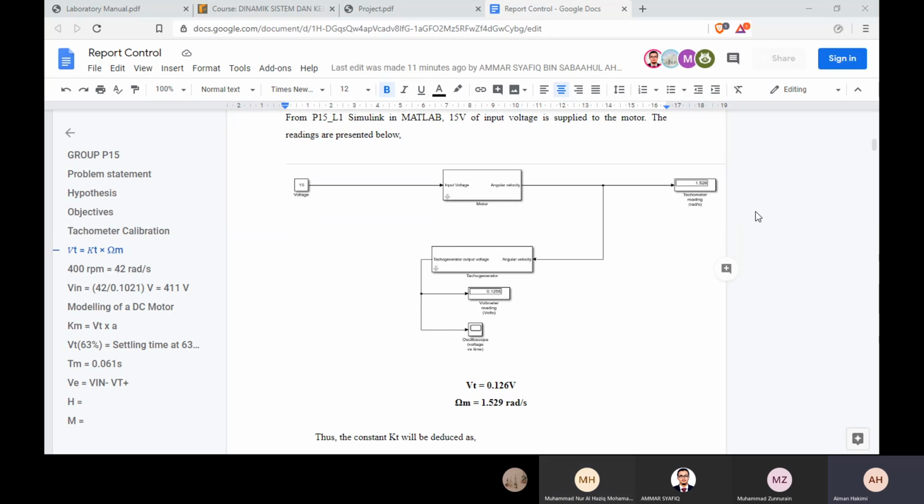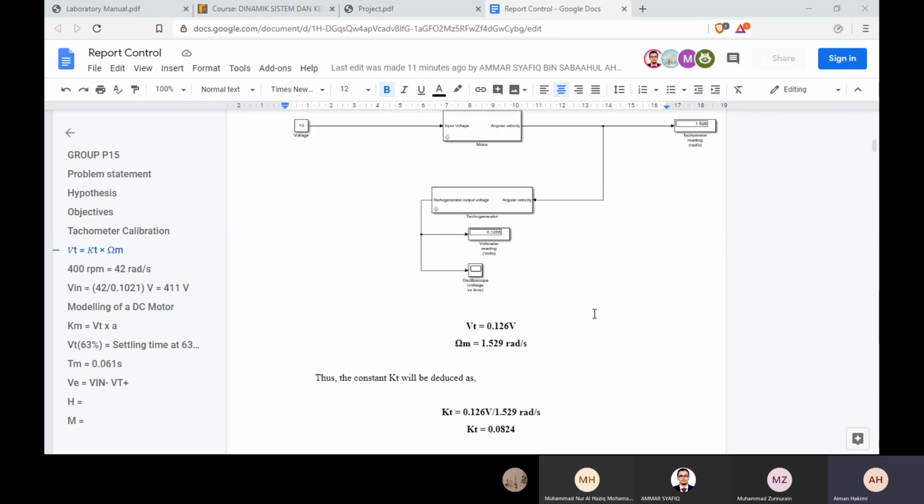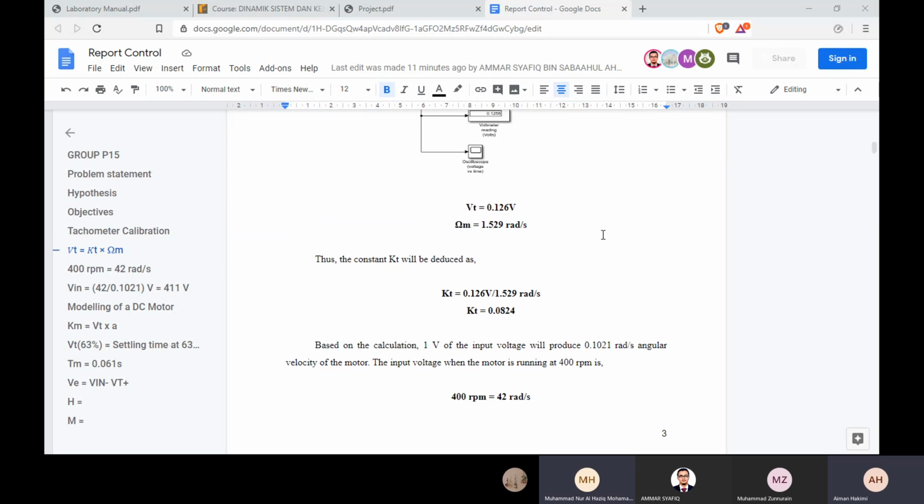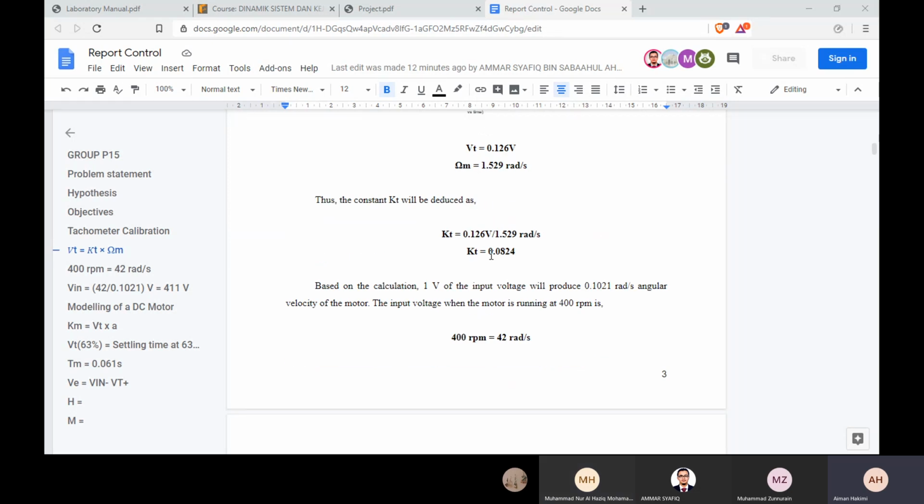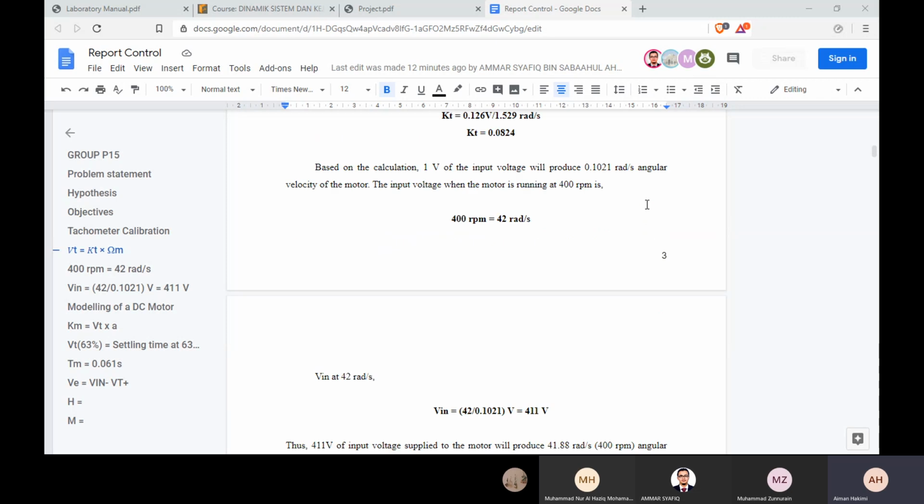We input the voltage, that is 15 volts, and we got the tachometer output voltage of 0.126 volts, and the angular velocity of the motor is 1.529 radian per second. From these values, we can find the constant Kt as 0.0824. So now we need to find the time constant.